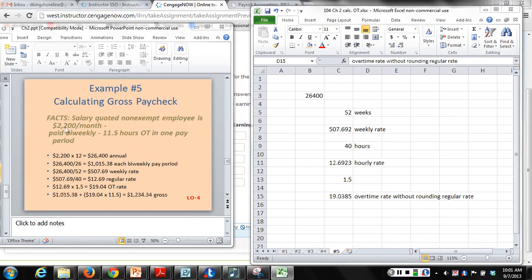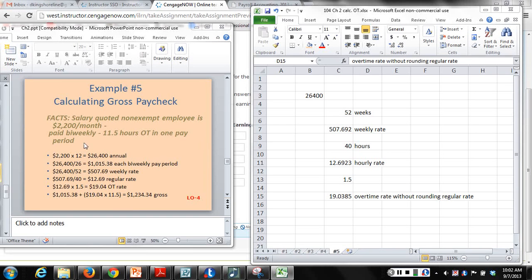Okay, in this example here are the facts. We have a salary quota to a non-exempt employee, $2,200 a month. They're paid bi-weekly. That's different, remember, than semi-monthly. Got to watch it, got to be careful. But let's first get this into an annual view. 12 months, 2,200 a month, 26,400 annually.